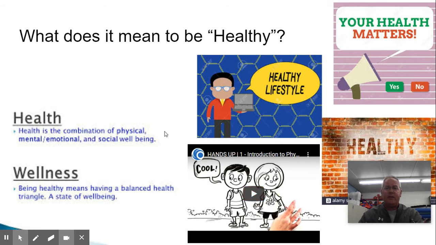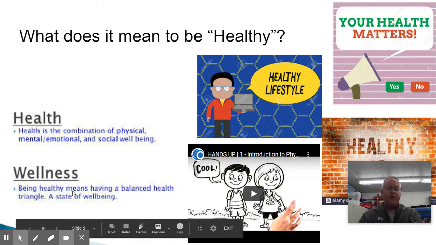Then we'll move on to this slide where what does it mean to be healthy? Well, health is just a combination of physical, mental, and emotional and social well-being. And wellness is another word you might hear related to health, which is being healthy means having a balanced health triangle and a state of well-being. Watch this video right here.